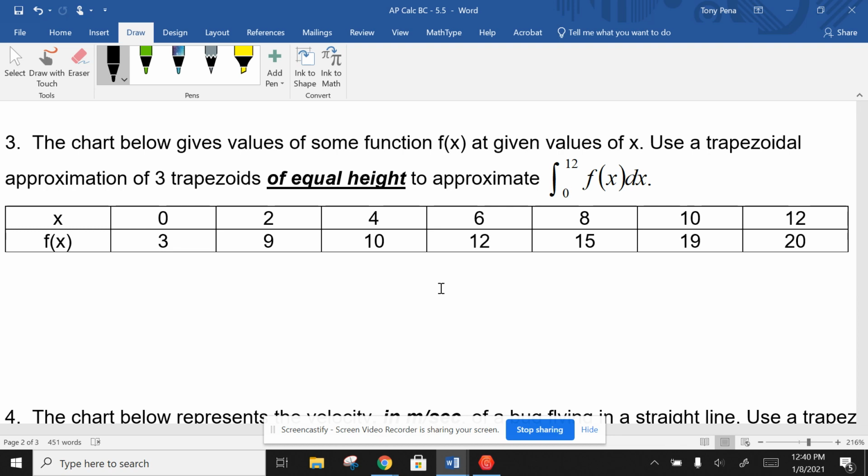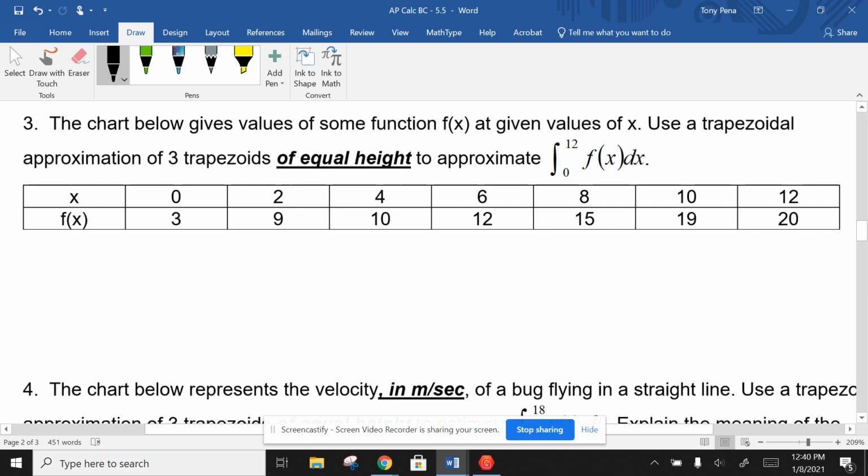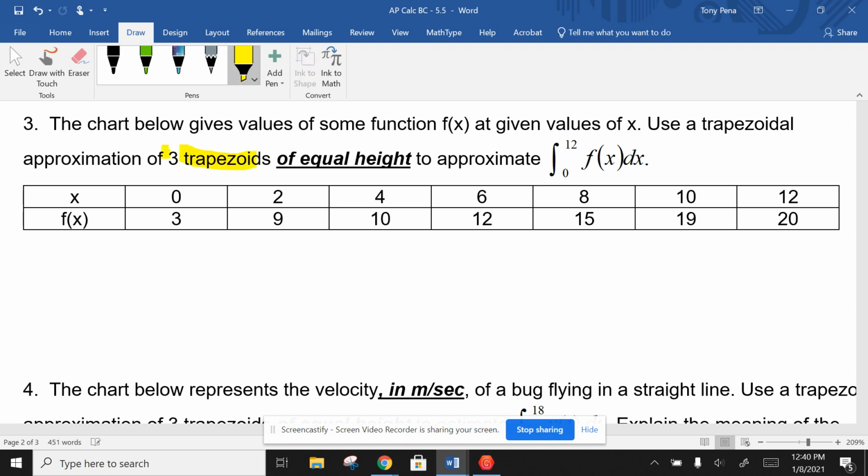So this back page, or the second page, however you have this right now, or eventually when you get your hands on this, is really where the trapezoid rule is going to get used the most. Same with our rectangles, when we just have a bunch of data. So this says the chart below gives values of some function f of x at certain values of x. It says using a trapezoidal approximation of 3 trapezoids.